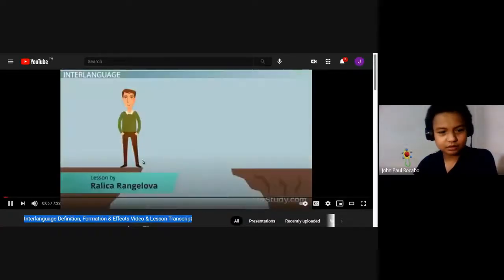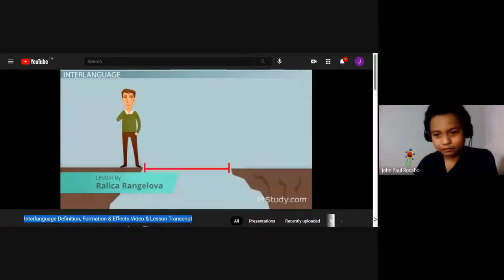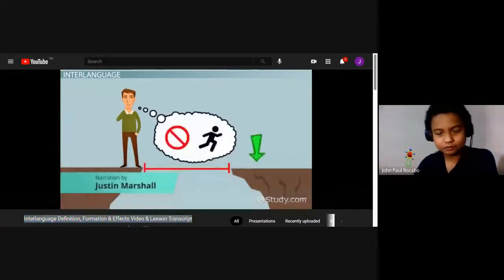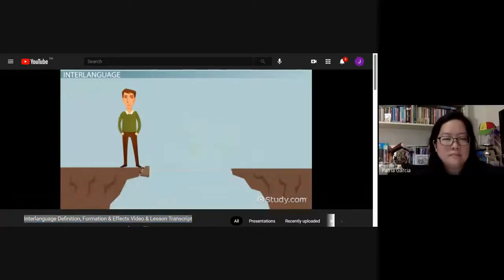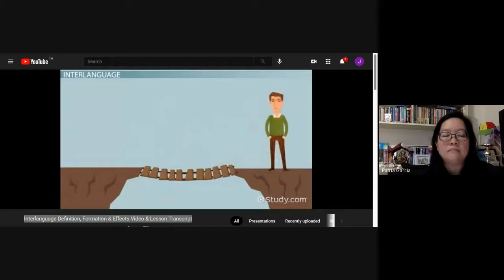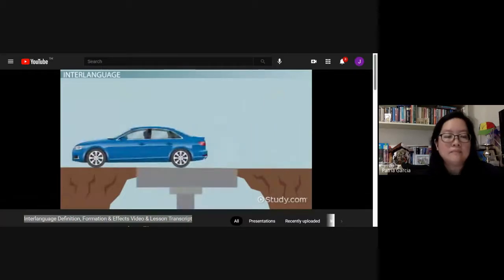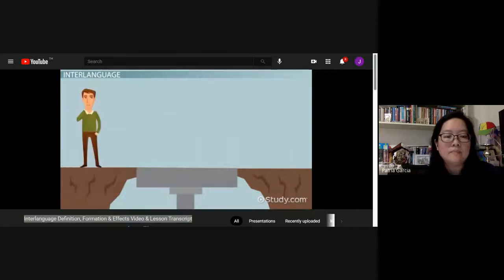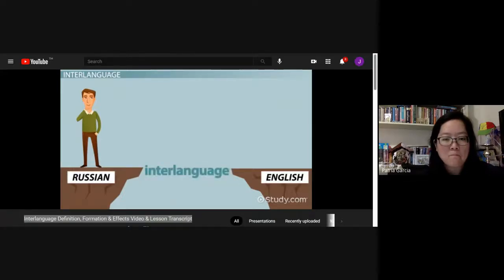Imagine you're standing on a ledge. There's a huge gap, but you want to get to the other side. You can't jump across. You can't walk around. You can't fly over. But you can build a bridge plank by plank. At first, you might be able to walk across carefully. But as you add to it, one day it might be strong enough to drive a car across. Now, imagine your ledge is your native language, and you're trying to conquer a second language, the other ledge. In this scenario, your bridge will be called interlanguage.